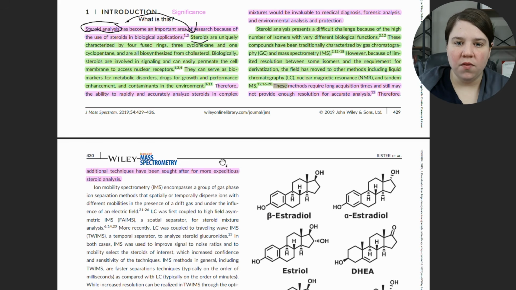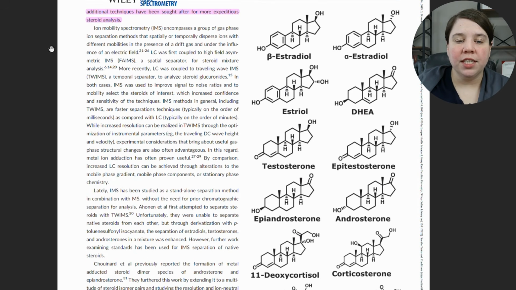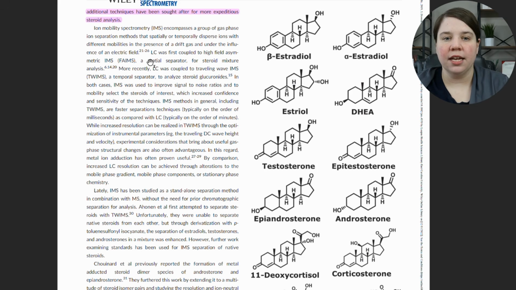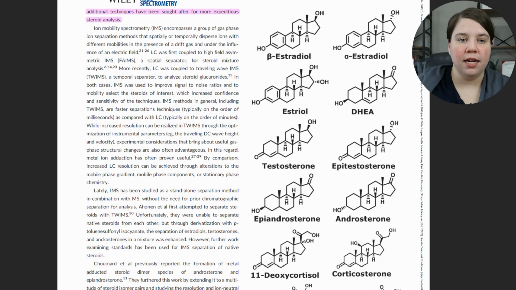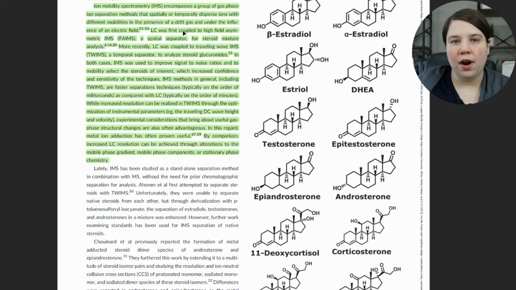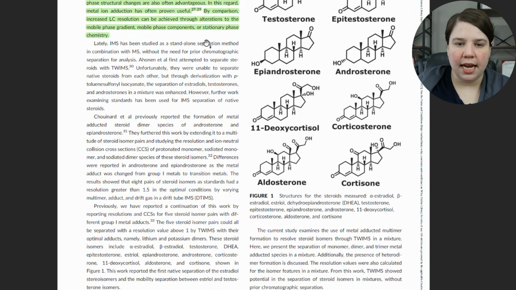So now let's move on to the next paragraph, which is all about ion mobility spectrometry. And in reality, this is basically background information. I need someone to be able to understand what ion mobility is so that they understand what I'm even trying to do here. So we're going to highlight this whole paragraph just as our background information. And then we can move on to the next one.